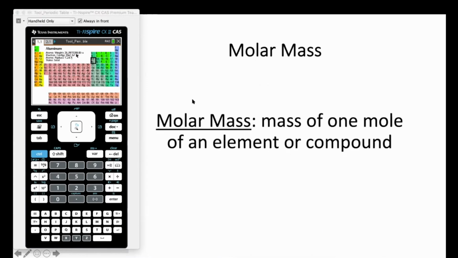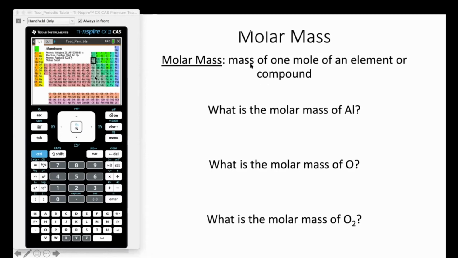What we just looked at up here with aluminum is something called the molar mass. That's the mass of 1 mole of that element. We can also use it for a compound, and I'll show you an example of that in just a little bit. But molar mass is really the most useful part of understanding the mole. Well, let's put that to work. So molar mass is the mass of 1 mole of an element or a compound. We just did the molar mass of aluminum.